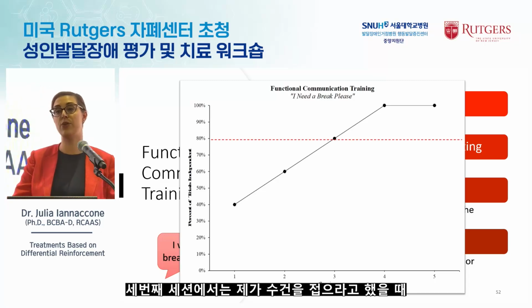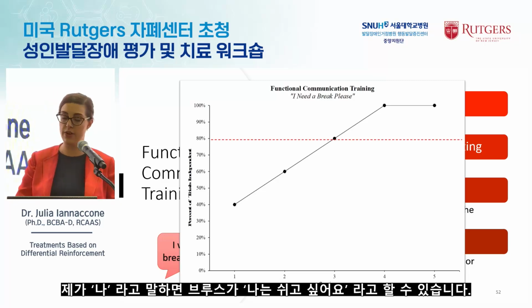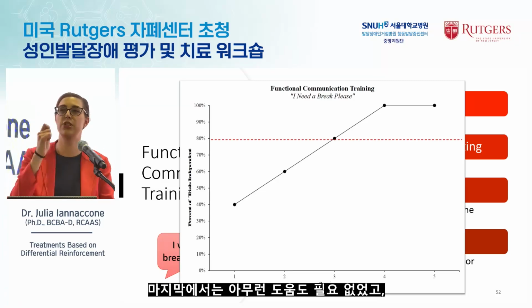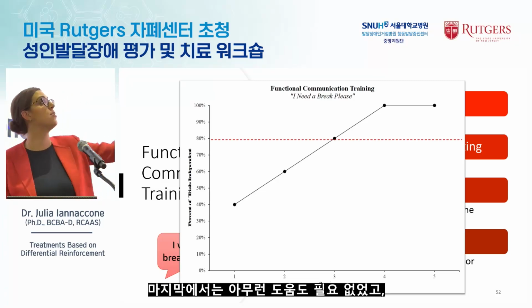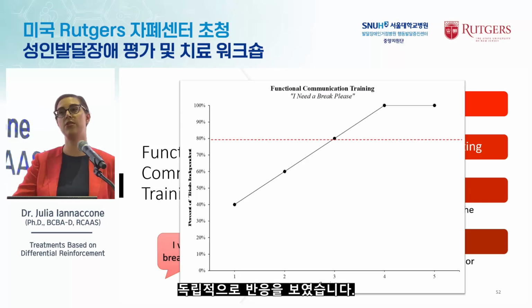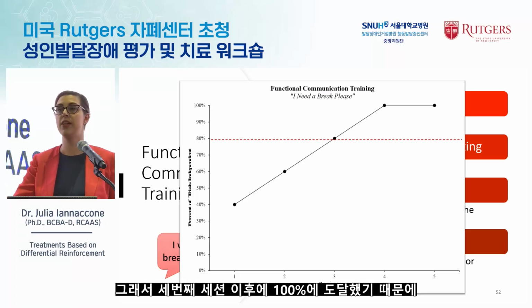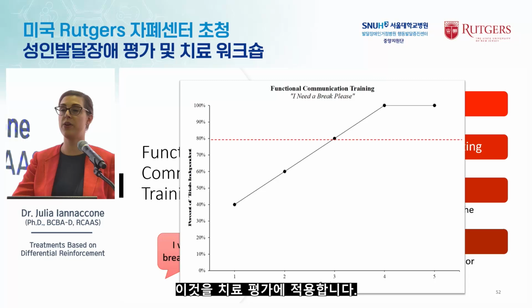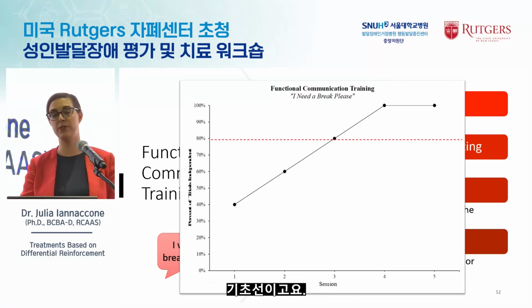Maybe even in session 3, he was really close, and if I said fold the towel, and then he goes, I want a break, please. So maybe just that really short echoic was enough. And then in those last 2 sessions, we saw 100% of sessions. He did it independently. He didn't need any help from me. So our criteria was 3 sessions above 80%. We hit that, and so now we're going to put that into our treatment evaluation.